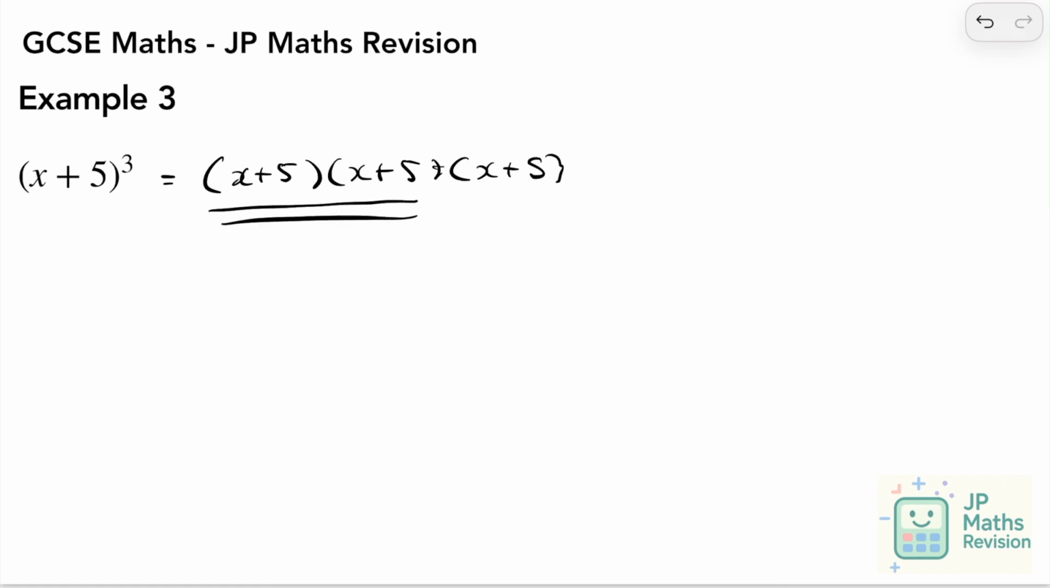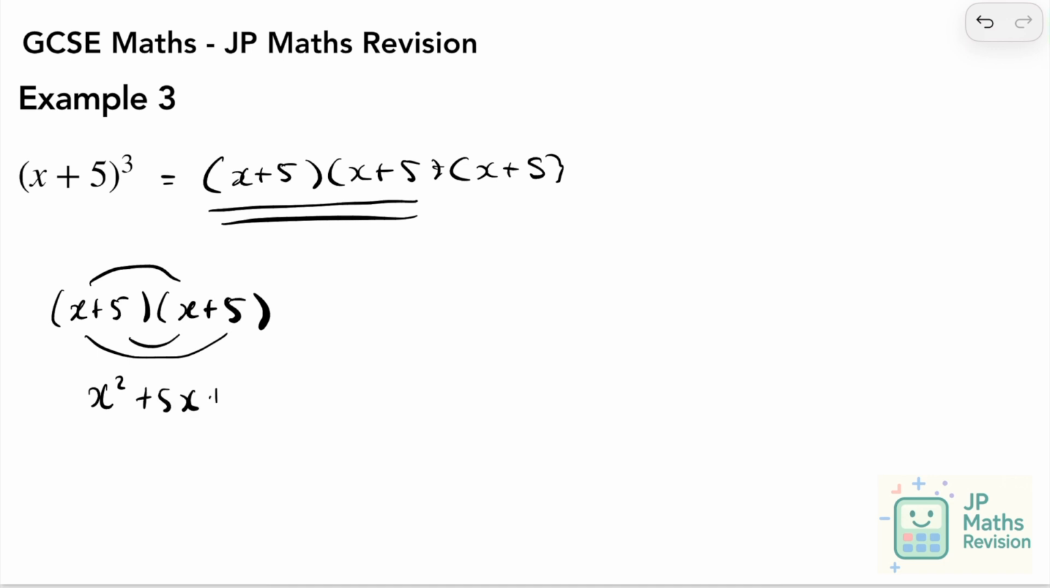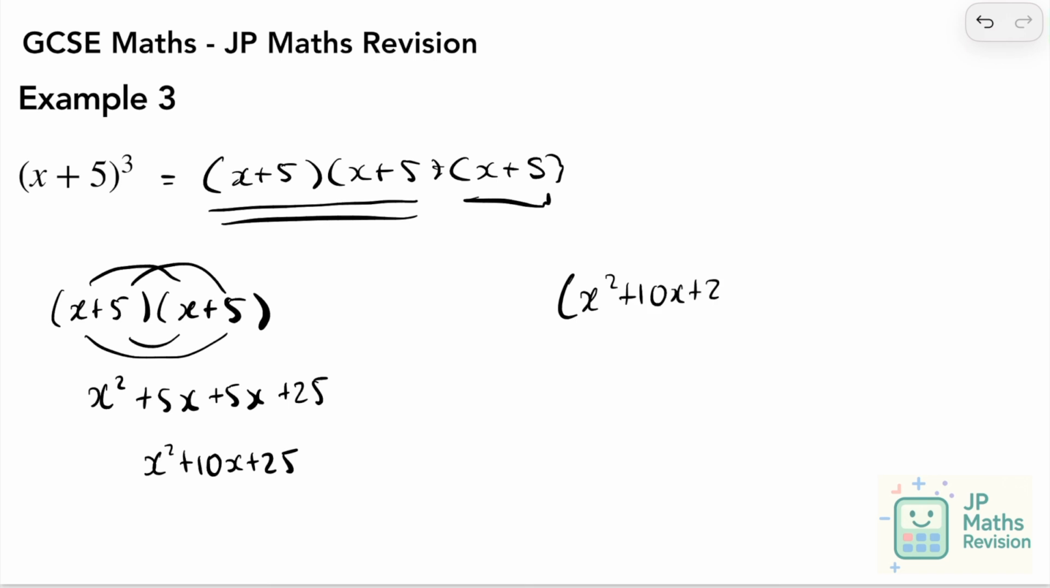So if we do x plus 5 and x plus 5, because that's the only choice we have. So x plus 5 times x plus 5 is x squared plus 5x plus 5x plus 25. And that simplifies down to x squared plus 10x plus 25. And then we're going to multiply that all by x plus 5. So we've got x squared plus 10x plus 25 times by x plus 5.